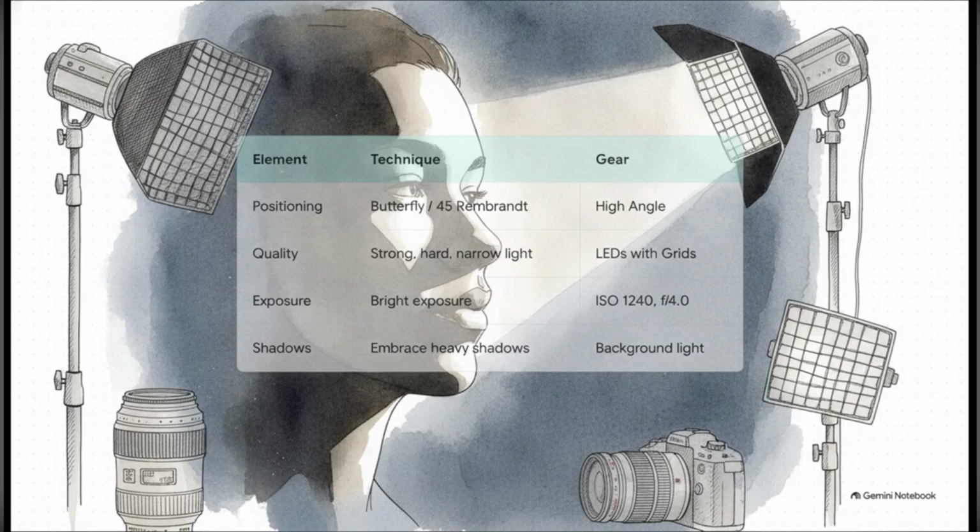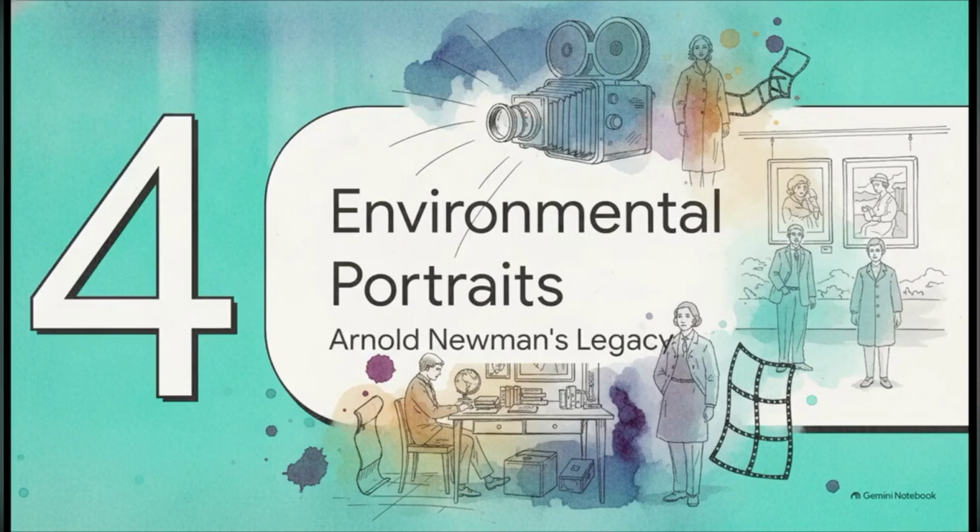Third, exposure. Go for a bright exposure, maybe around ISO 1240 and f4.0. And finally, shadows. Embrace those heavy shadows. Just make sure you balance them with a background light for clean visual separation. Which brings us to Section 4, the environmental portrait.